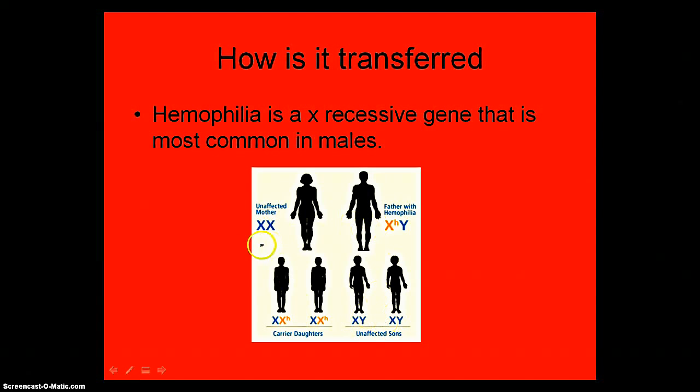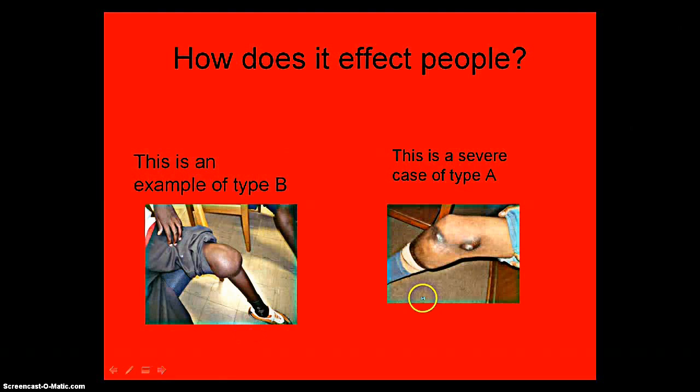But if the mother is affected, lowercase h, and gives the X to any of her sons, they will have it, or whichever one receives it will have it. If they get the X from their mother, they'll have no way to fight against it because they don't have that second X that the daughters have. So this is how it affects people, hemophilia. This is an example of type B.